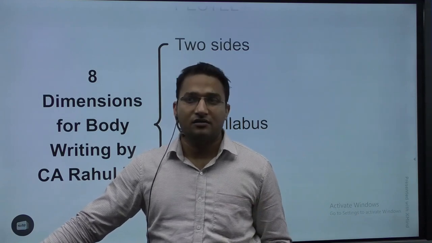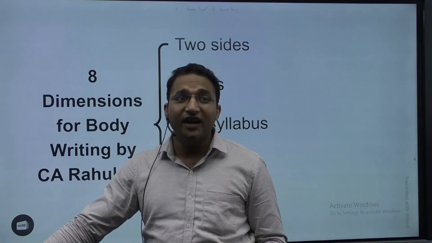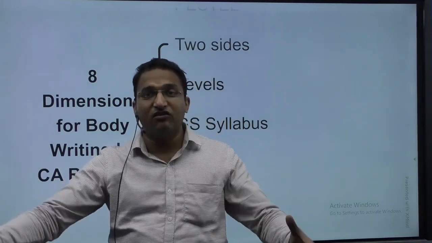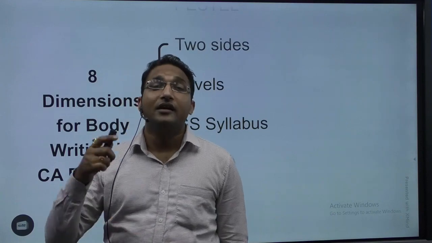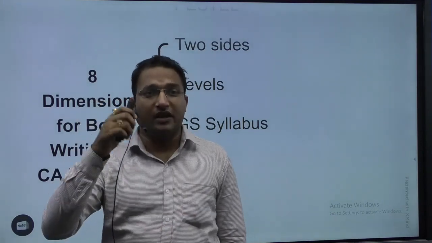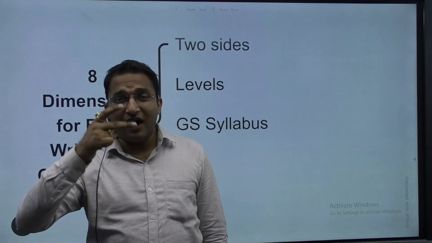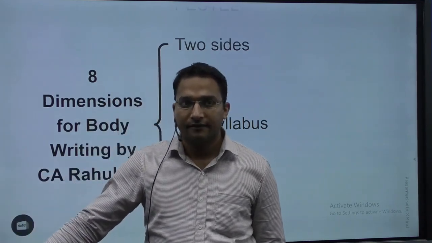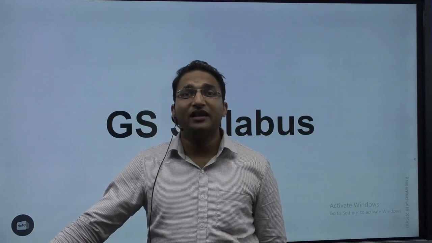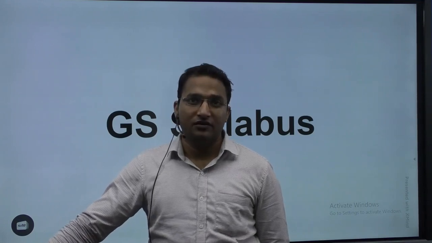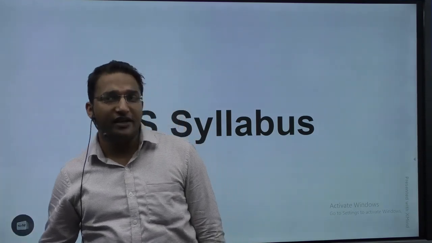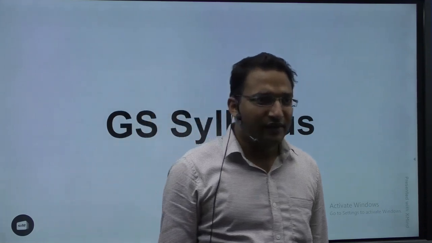Very, very difficult. So far, we have never thought about elimination of poverty. We have never thought that we will eliminate poverty. We will just say, we will minimize poverty. So even our thinking has not gone to the elimination of poverty. So this is how we can think from the GS syllabus perspective. Did you get it? How can we use the syllabus for thinking about the introduction and the body writing? Right, everyone?